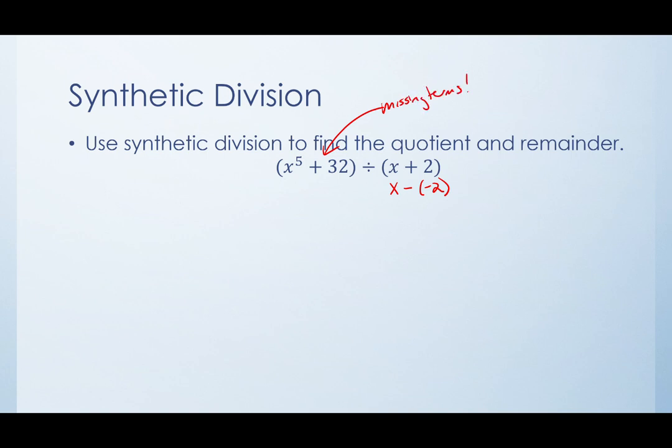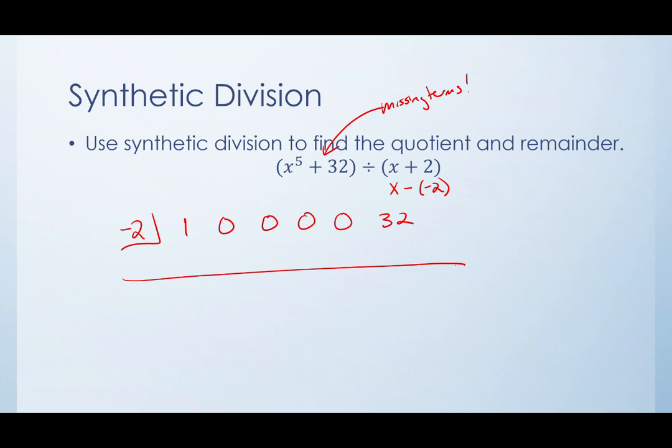All right, so we're going to write our synthetic division. We've got minus 2. That's going to go in my little square there. And our coefficients, we've got x to the 5th. We have no x to the 4th, no x to the 3rd, no x squared, no x, and a 32. There we go. Lots of zeros, right?